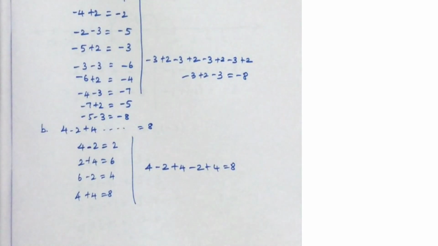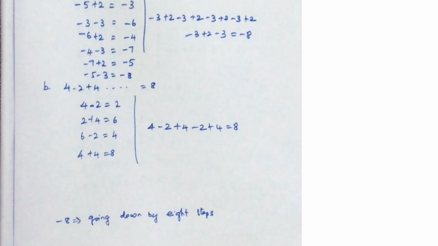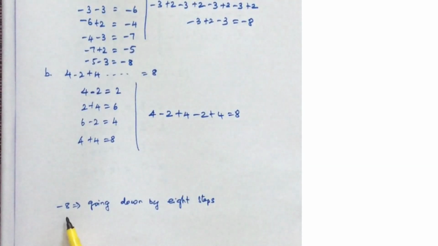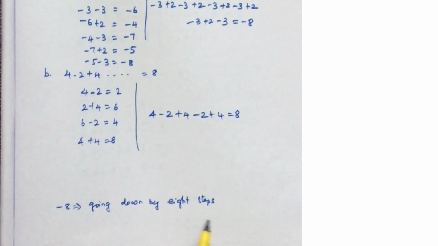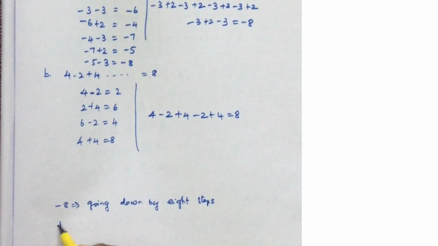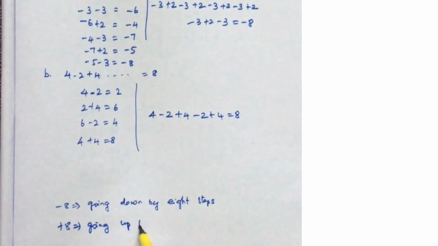This is the sequence. The last question asked is, if minus 8 is represented by going down by 8 steps, what is plus 8? So, plus 8 is going up by 8 steps.